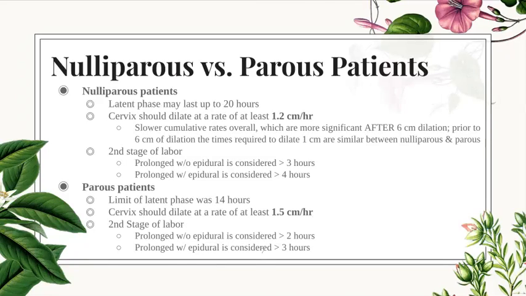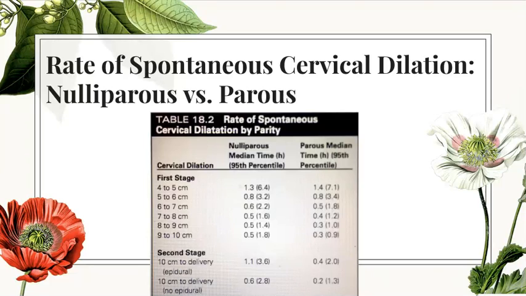These numbers are significant because they help us determine if a patient's labor is progressing normally or not. They help us determine when labor interventions and assistance might be necessary to keep mom and baby safe. If a woman's cervix fails to dilate at the appropriate rate during the active phase of labor, this is considered primary dysfunctional labor. Here I've attached a chart from our Chestnut text, and it shows the results of a retrospective study.